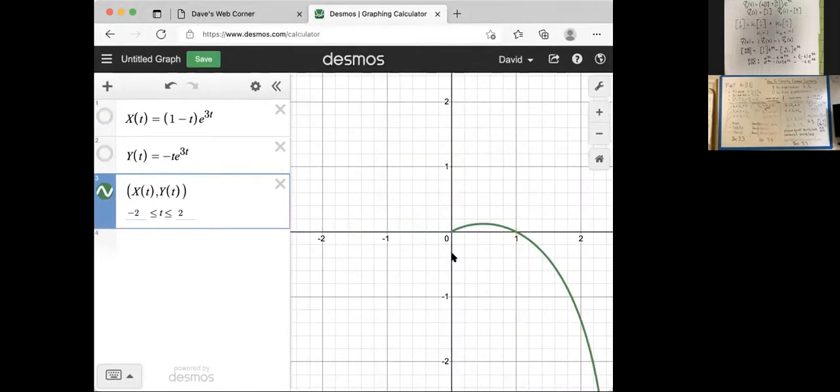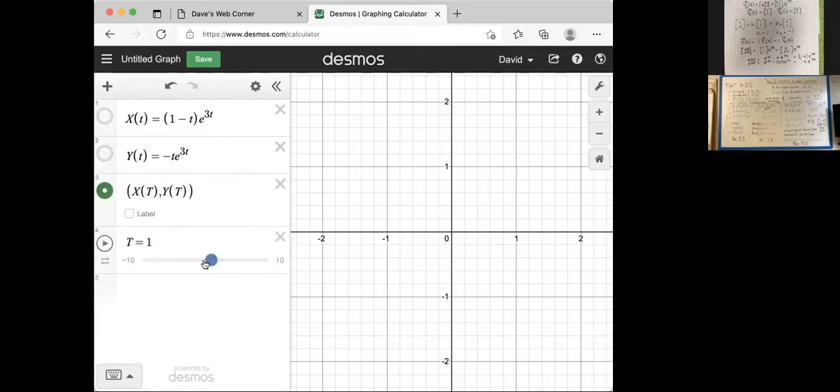First of all, there's the solution in the plane. And as time goes forward, the solution is increasing. If you'd like to see that, I could add a parameter like capital T, add a slider, and then show you as time goes forward.